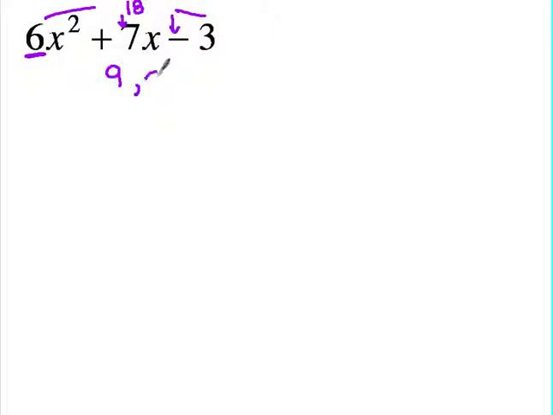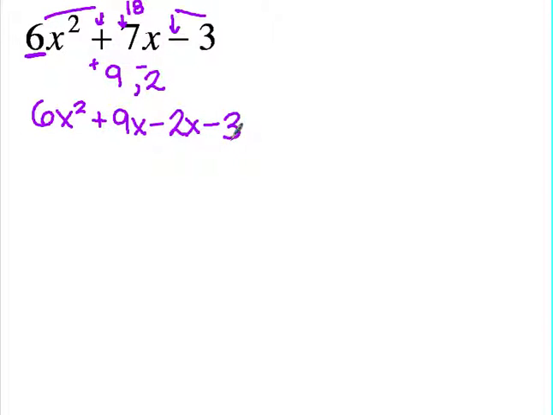9 and 2. How do you get a positive 7 from 9 and 2? 9 minus 2. Positive 9, negative 2. Now this is the step that gets a little bit funky, because you're going to rewrite 7x using nothing more than the 9 and the negative 2. I'm going to write it out now, and then I'm going to have you look and see if you understand what I did. I copied the exact same problem down except in place of the 7, I used the 9 and the 2.